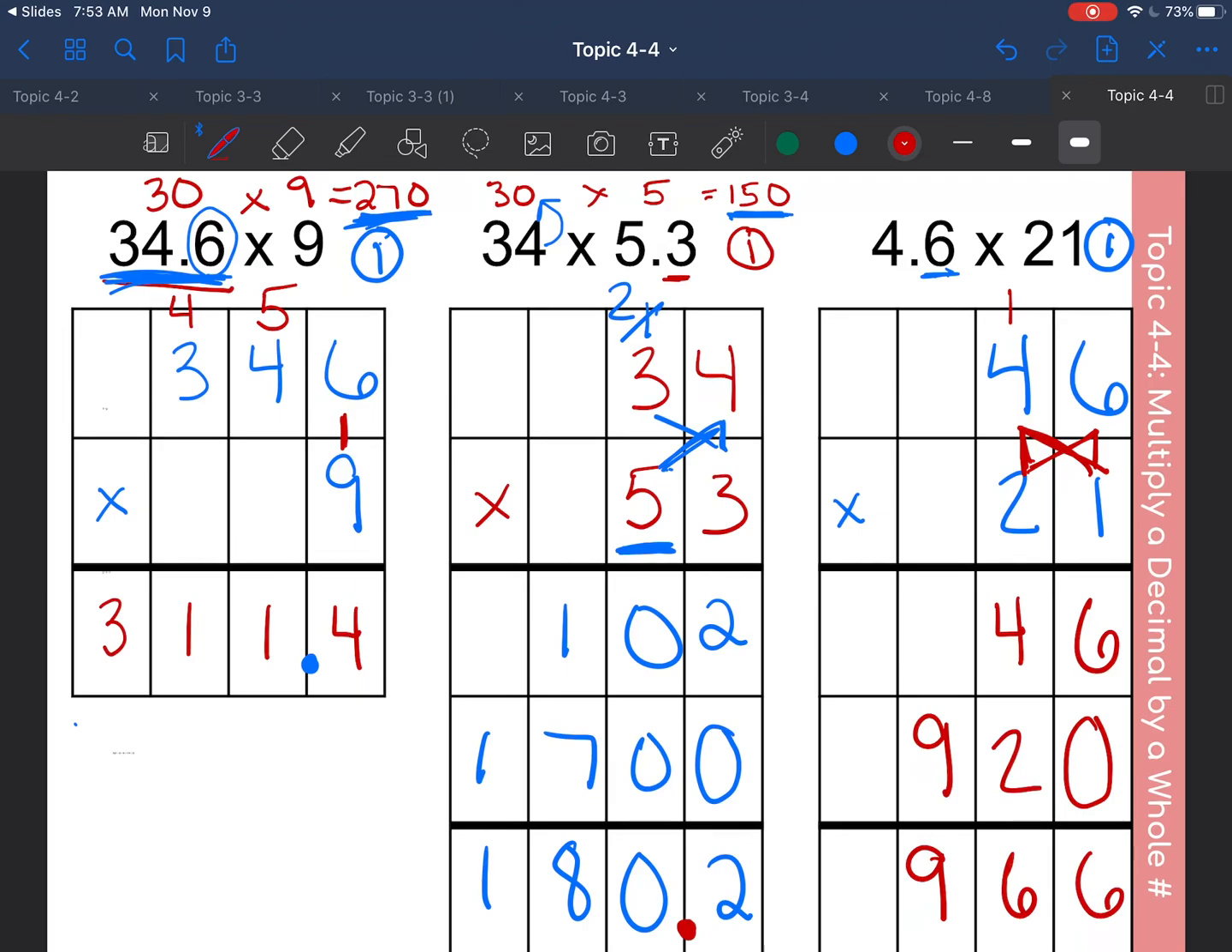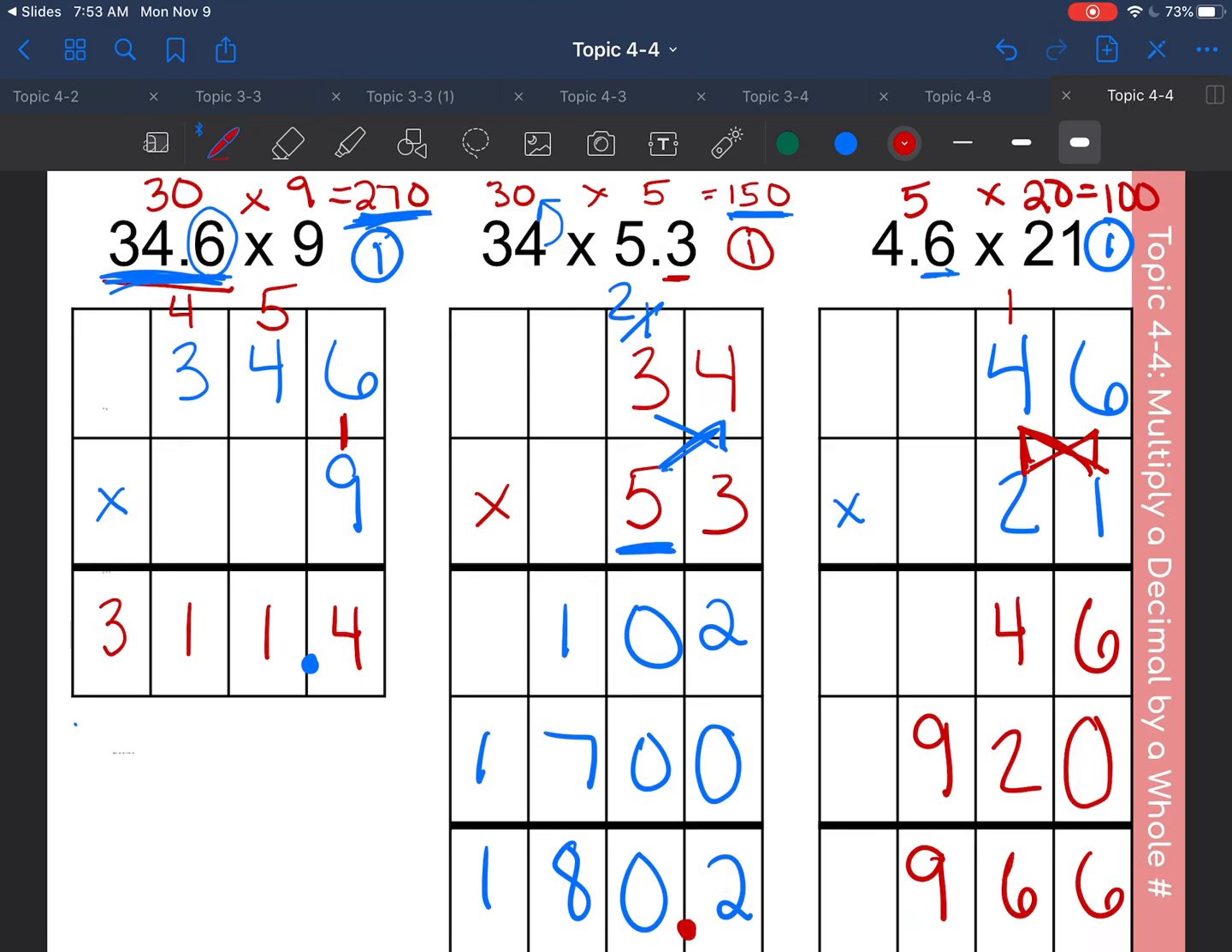Okay, now I actually didn't even estimate to begin with, so before we even finish it, let's look. 4 and 6 tenths is around 5. 21's around 20. So 5 times 20, I would say, is around 100. So our answer is going to be around 100. But 966 is not around 100 because we did not put our decimal place in yet.